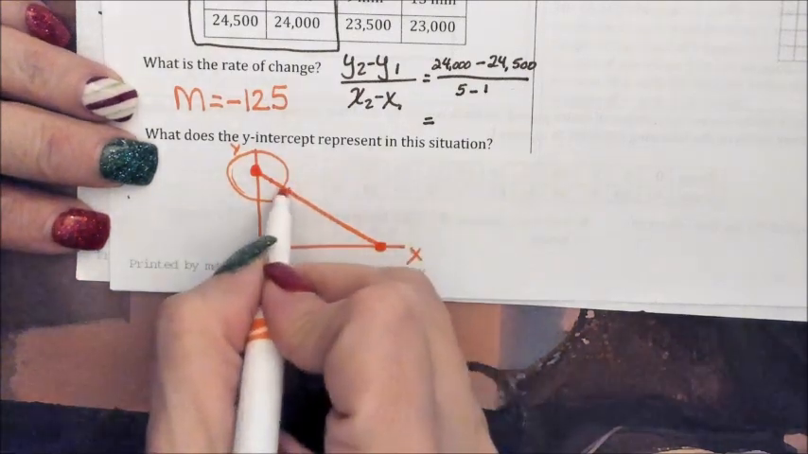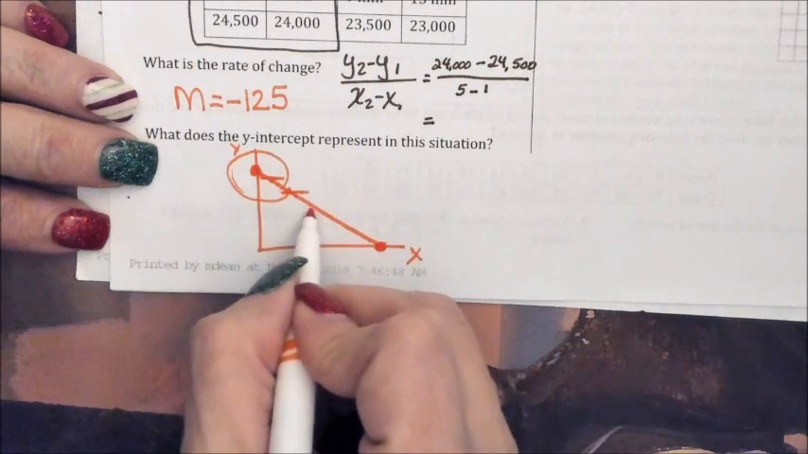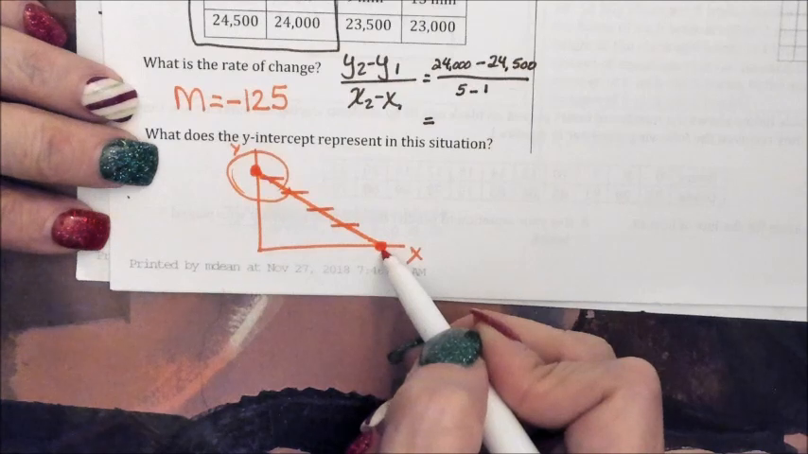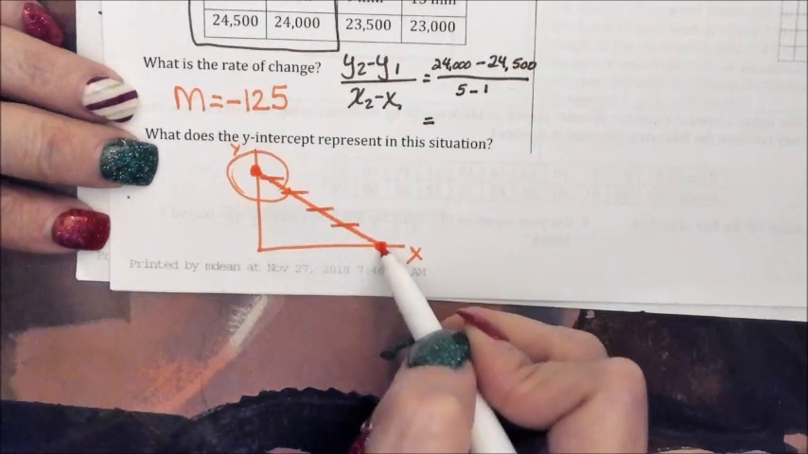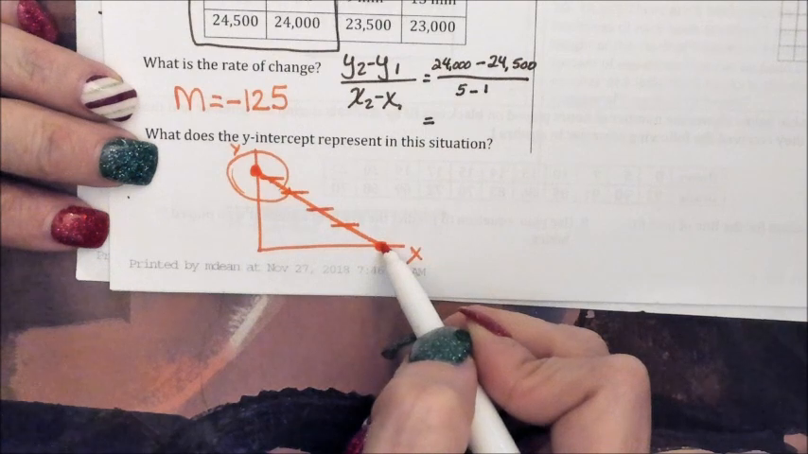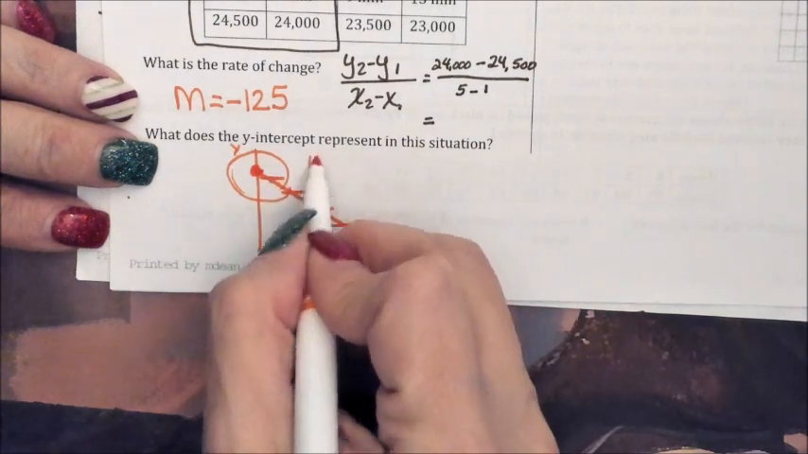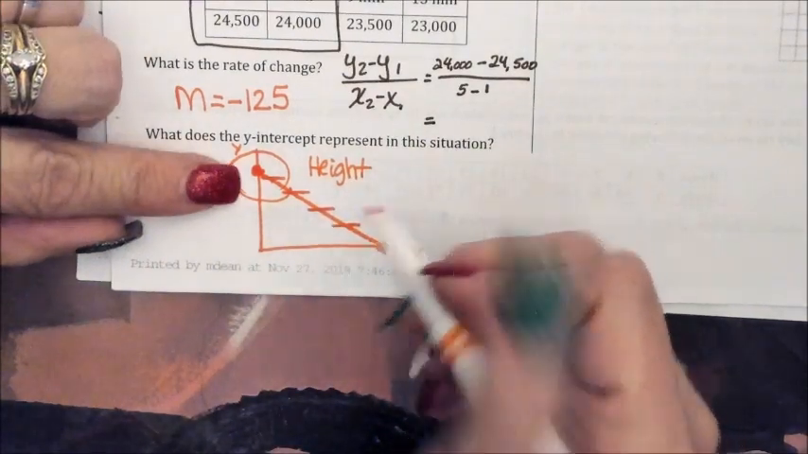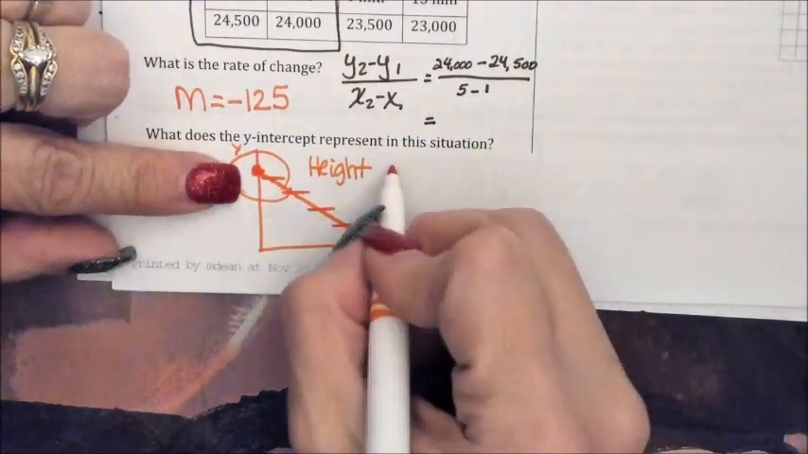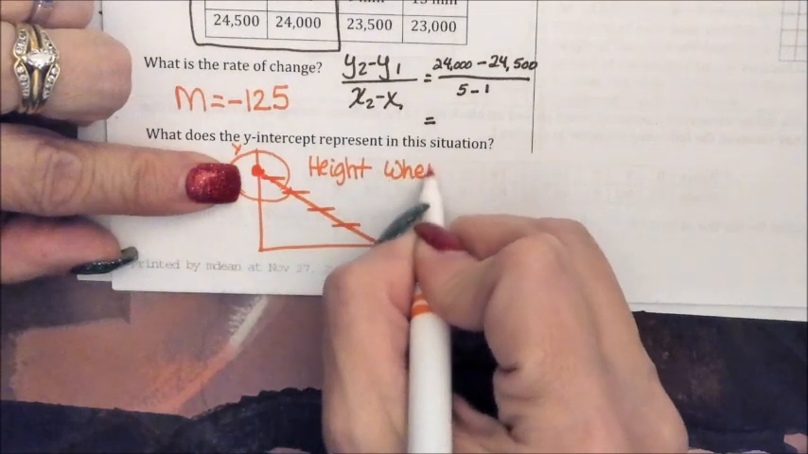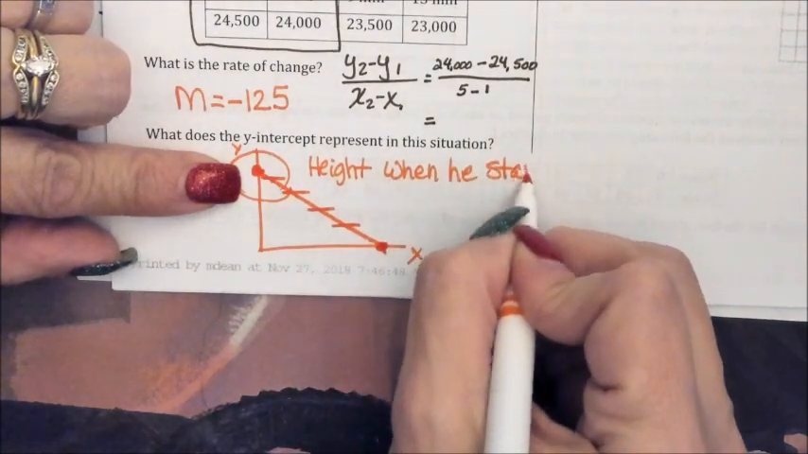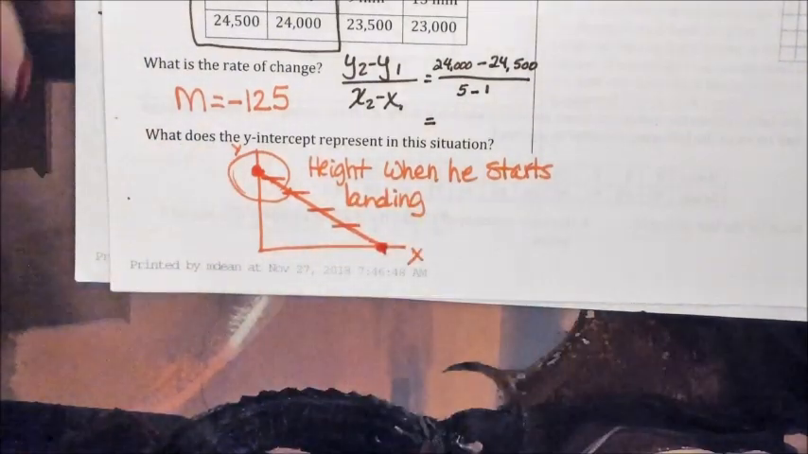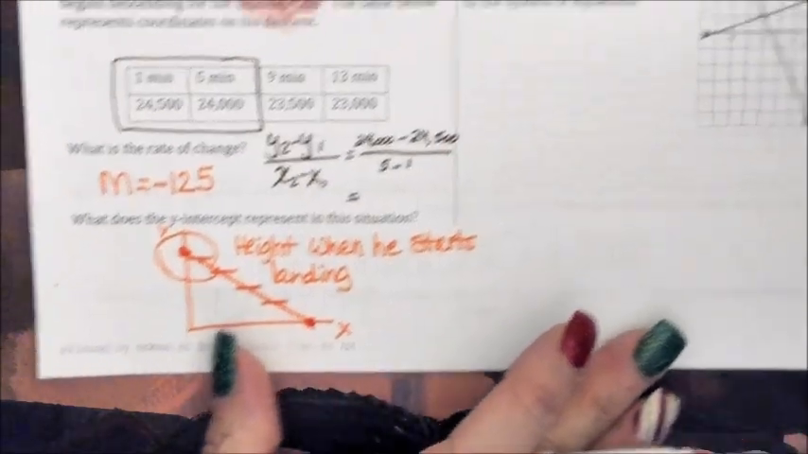Here's my airplane, and he's coming in for a landing. This would represent how long it took him to land, right? He'd be at zero for the height, and he'd be on the ground, and maybe it took him 10 minutes to land. This would be his height at what point in time? When he starts his descent. The height when he starts landing. So the y-intercept would represent his height when he started landing.